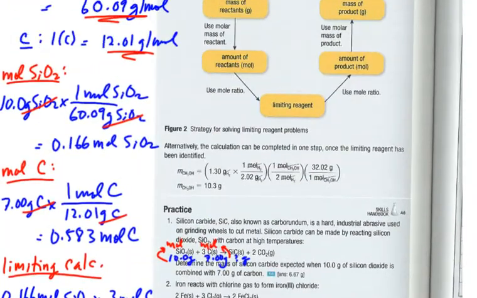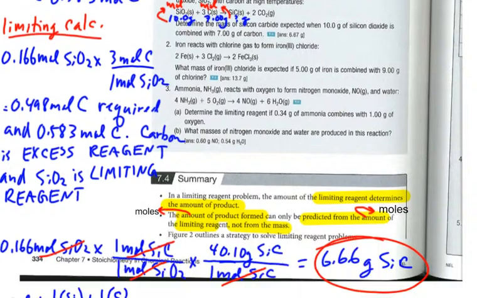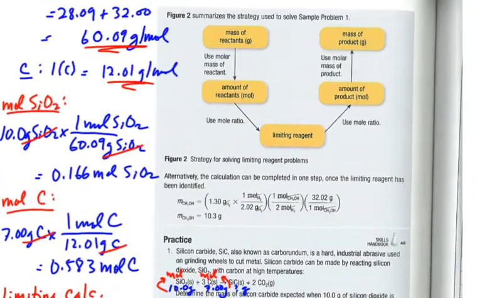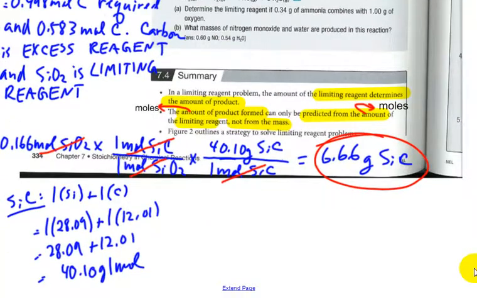Okay, so there you have it. So there are quite a few different steps there. These are really tricky. In fact, I think these are the most difficult examples in the chemistry unit. So if you can handle these, basically you can handle anything that's thrown at you. So 7.4 summary. In a limiting reagent problem, the amount of limiting reagent determines the amount of product. The amount of product formed, or in other words the moles of product formed, can only be predicted from the moles of limiting reagent, not from the mass.